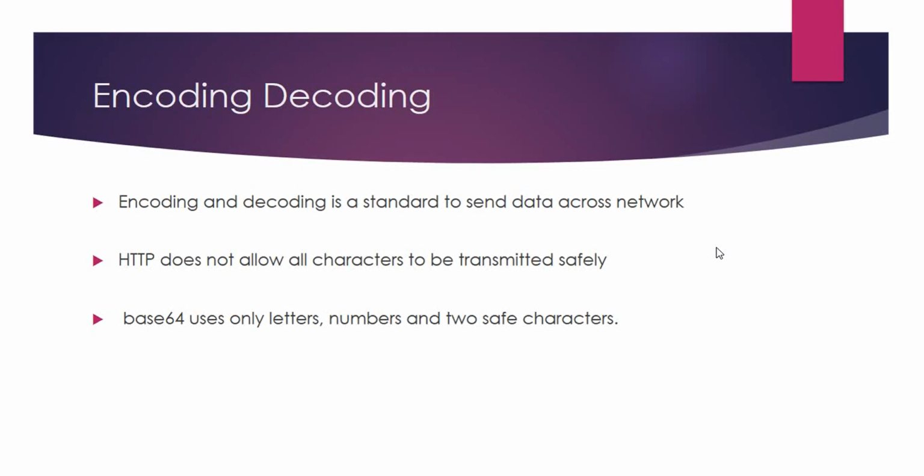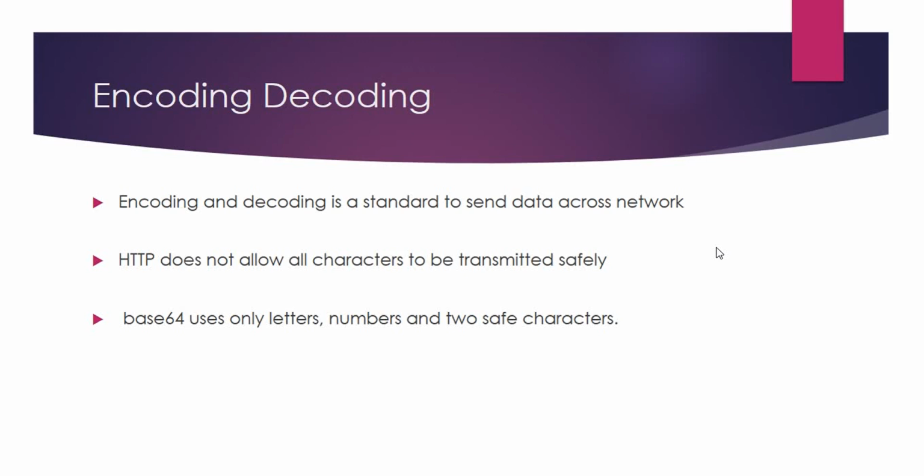For example, say the opening parenthesis is not allowed to be sent across the network. If you pass that opening parenthesis to the encoding algorithm, it will output something which is permitted. It will probably give you a combination of letters and numbers which will represent that particular opening parenthesis, and that can be transmitted to the receiver, and at the receiver end the same can be decoded back to its original state.